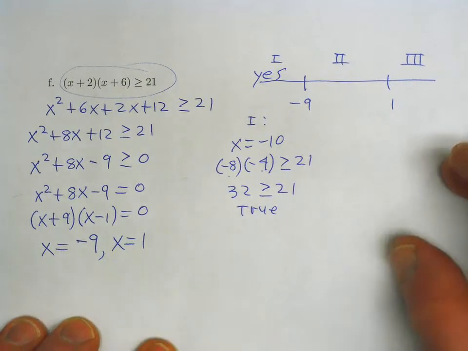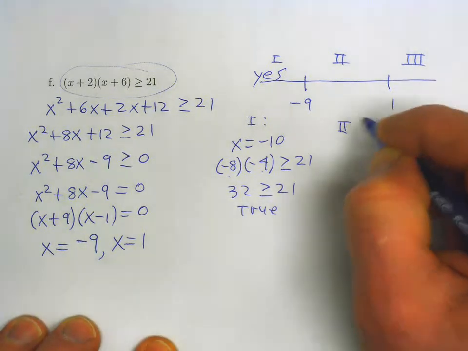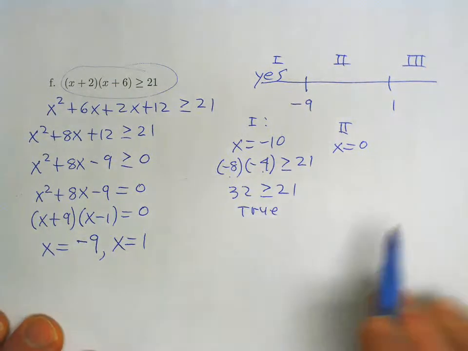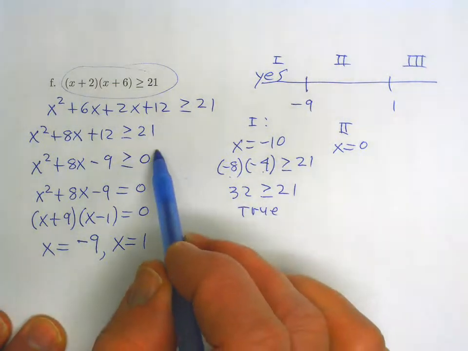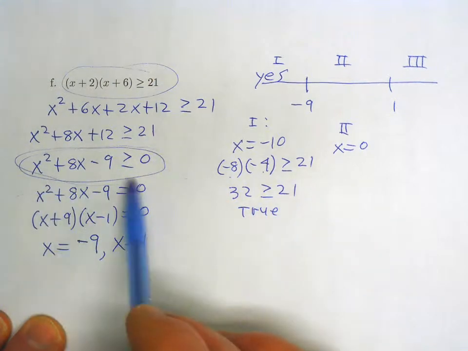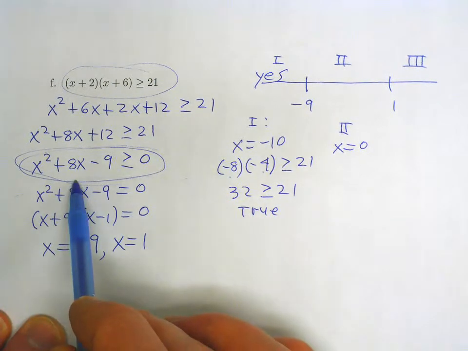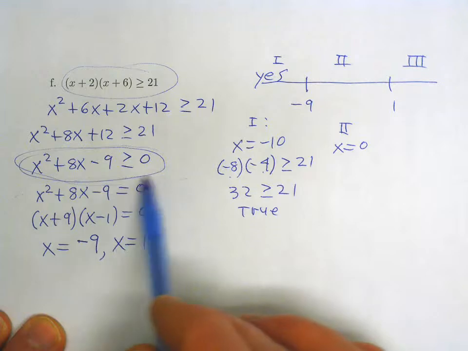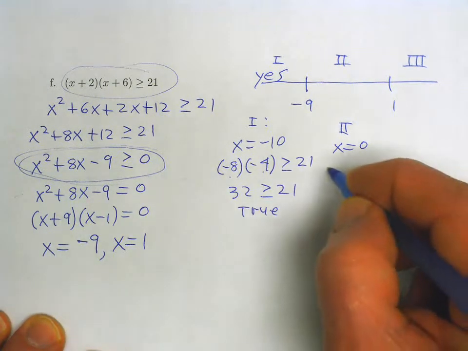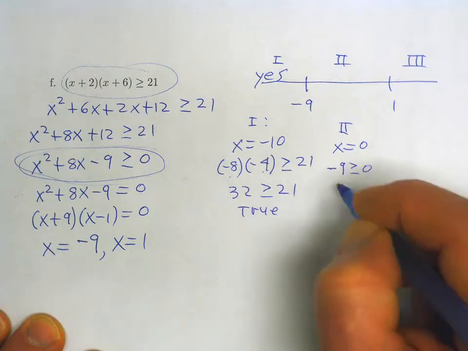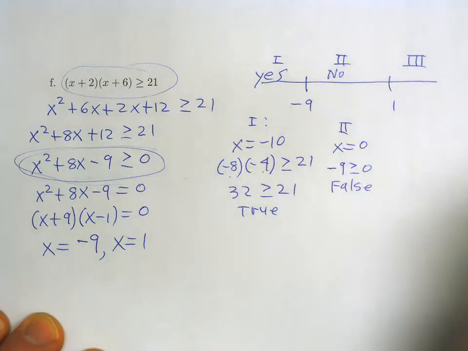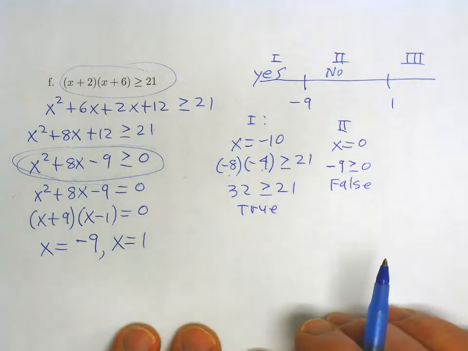Okay, then in the middle interval, pick 0 again. For this one, I'll just use this inequality. Any inequality will work, but when x is 0, this one might be the most convenient. Replace every x with 0, we get -9 is greater than or equal to 0, but that's false. So none of the numbers between -9 and 1 are solutions.